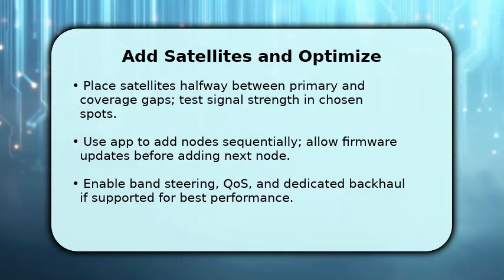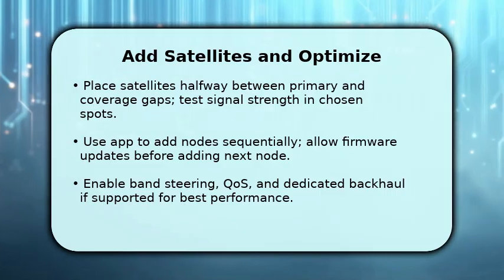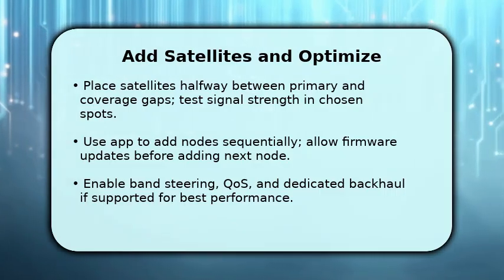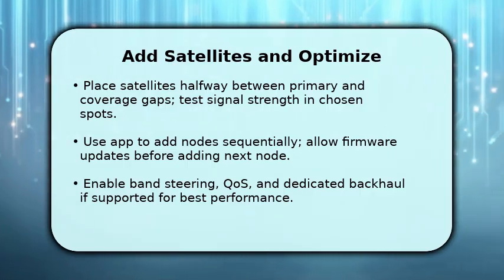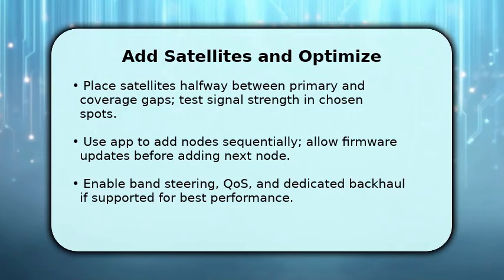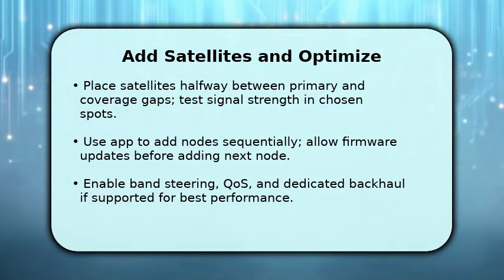Once all nodes are online, enable band steering so devices use the optimal band automatically and turn on quality of service to prioritize video or work traffic. Make sure to test speeds in target rooms and move a node slightly if the backhaul weakens.